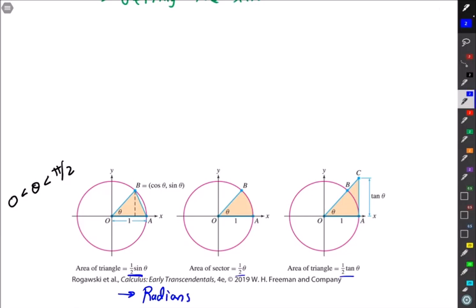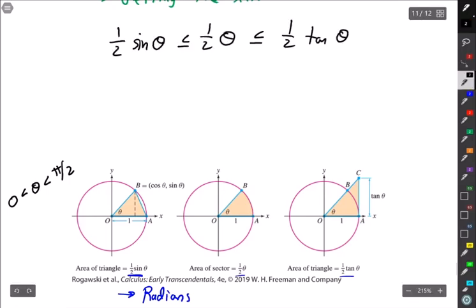If you look at these pictures, you'll see that these shapes are all nested, right? The triangle on the left is contained inside the sector, which is contained inside the triangle on the right. So what that gives me is that the areas must be increasing in the same order. That gives me the following chain of inequalities. Or, by canceling the 1/2 terms, something that looks pretty nice here.